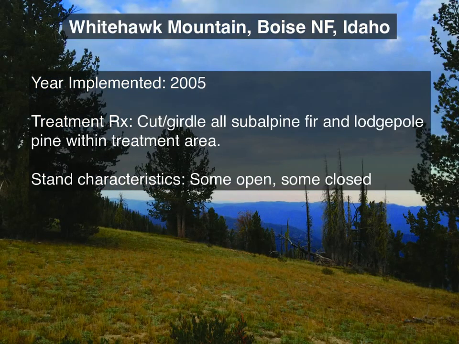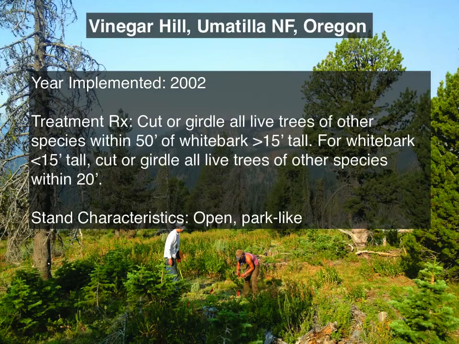Whitehawk Mountain is also in Idaho. This is more similar to Granite Butte in the sense that it's a whole area that was treated where all the species were either hurdled or removed, other than whitebark. But it was a mixed open and some closed canopy stand. And then finally, Vinegar Hill in Oregon. This was more like a daylighting treatment as well, except the radius was much bigger than the other ones. So we have a lot of variation in the type of thinning treatment that's being implemented on the landscape.